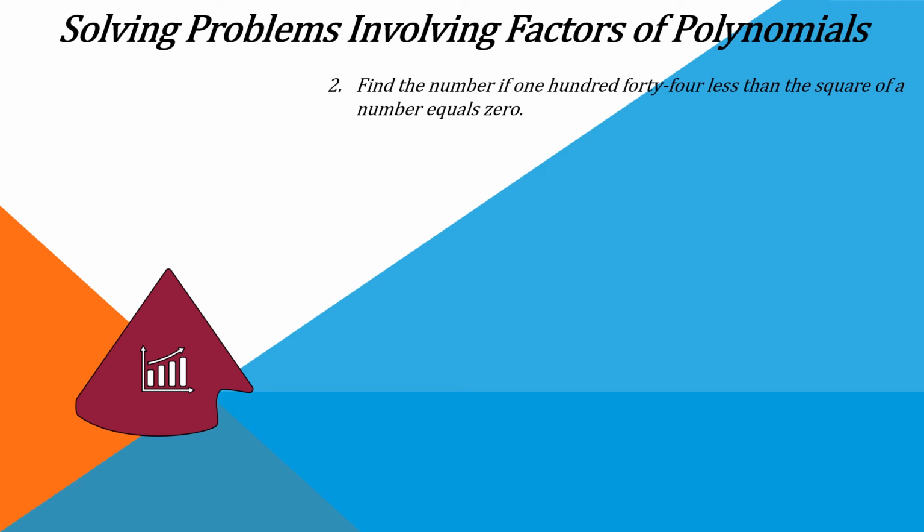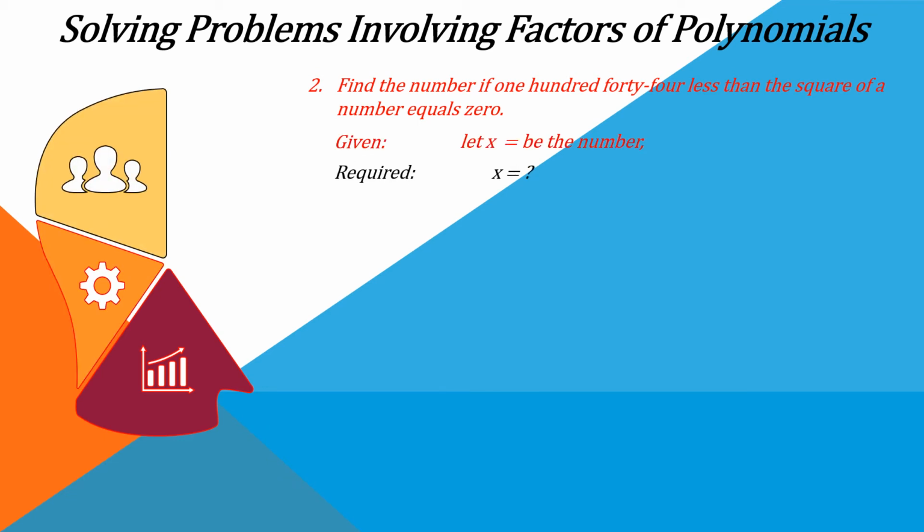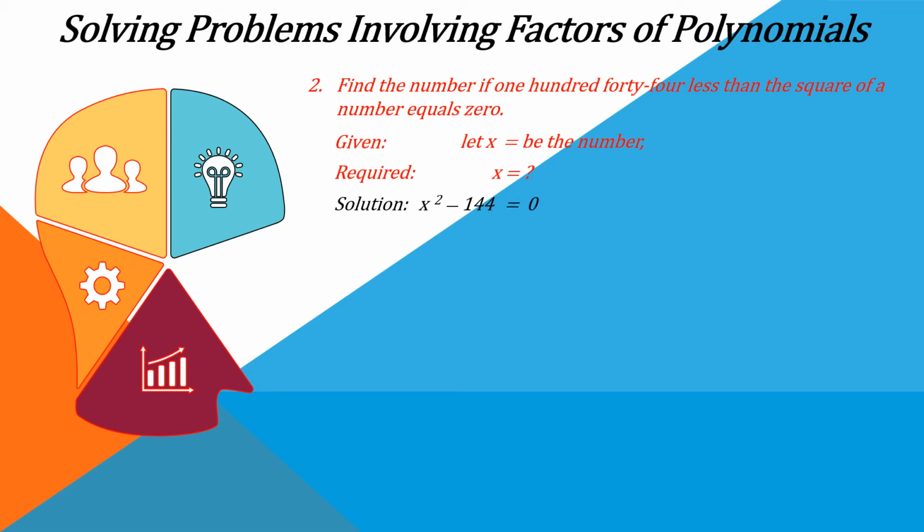Example number 2. Find the number if 144 less than the square of a number equals 0. Again, let us take the given. Let x be the number, and required, of course, is to find the value of x. Solution: from the problem itself, 144 less than the square of a number is equal to 0.